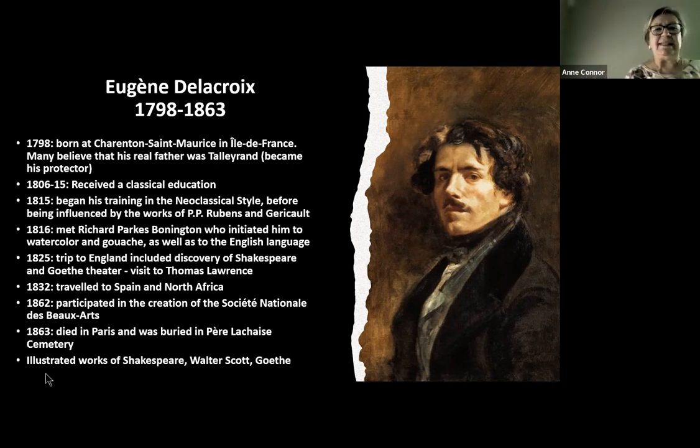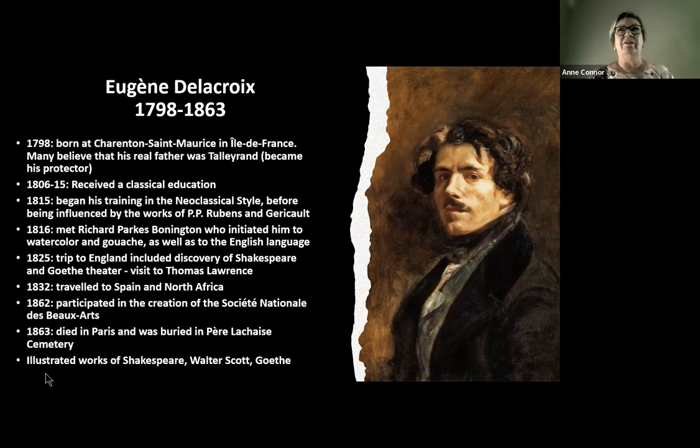In 1816, he met quite an interesting young painter, Richard Parkes Bonington, who initiated him to watercolor and gouache, which he was handling beautifully, as well as teaching him English. And then he convinced him to go to England in 1825, where he discovered Shakespeare and Goethe. And he also visited the court painter Thomas Lawrence.